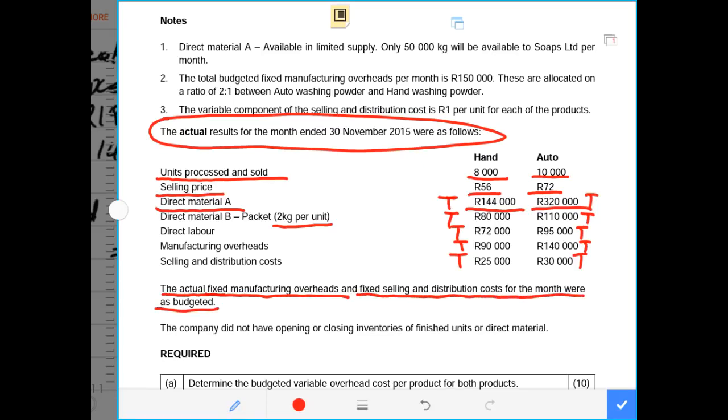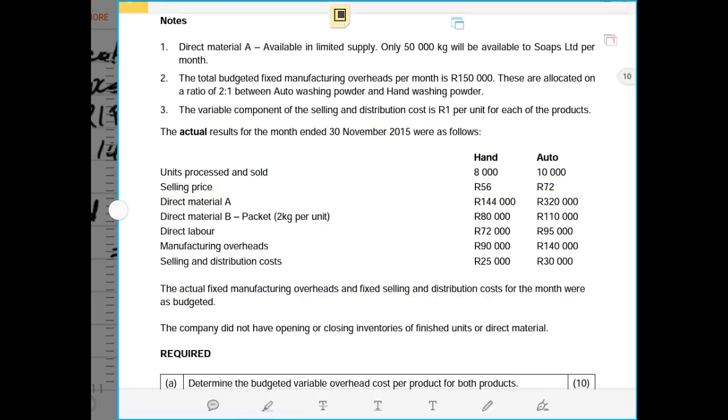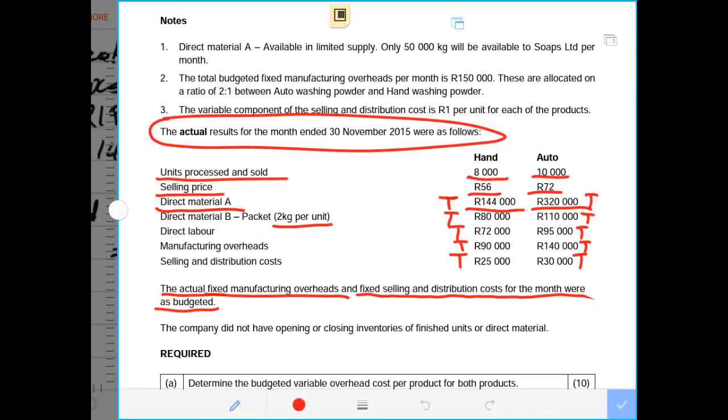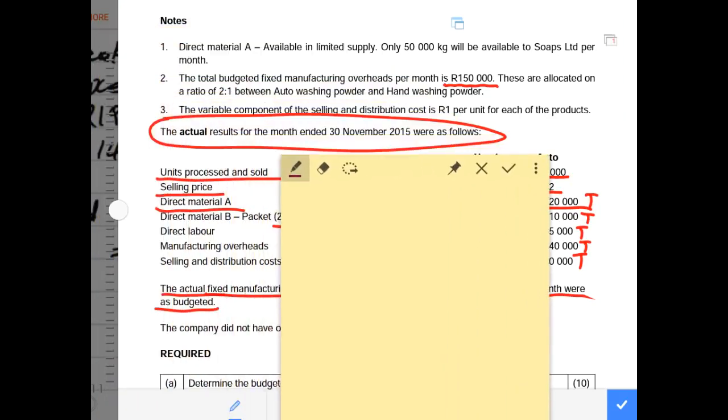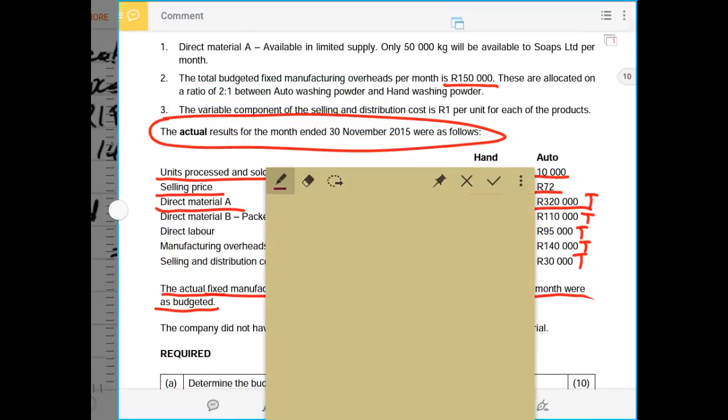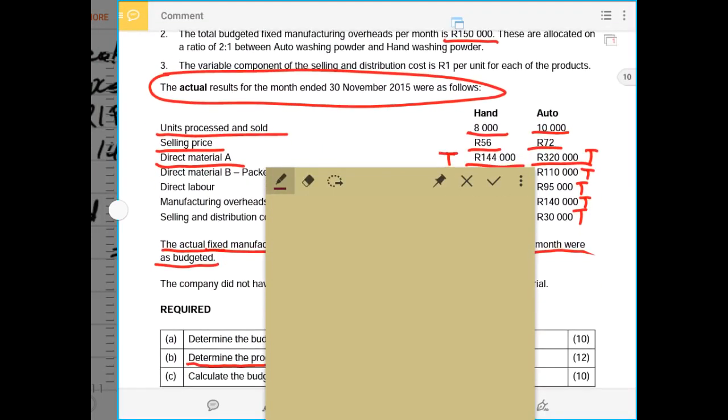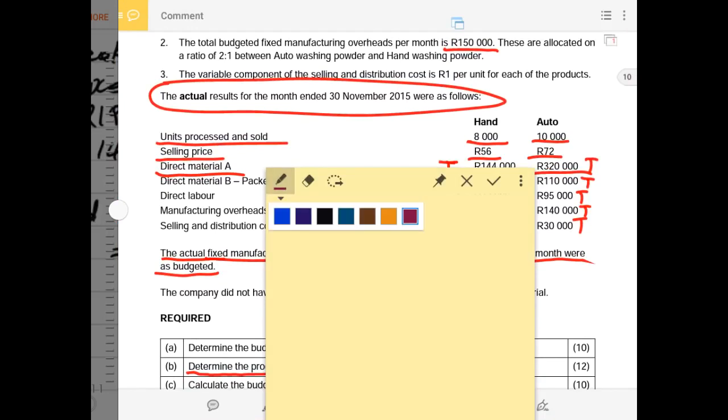Remember, our actual fixed cost, I want to highlight that first. Our fixed cost were budgeted to be 150,000, and they said to us that fixed cost must be split in a ratio of 2:1 between auto and hand washing powder. So now meaning our fixed cost, let me calculate the fixed cost and split them.